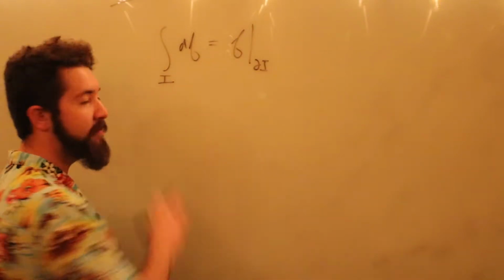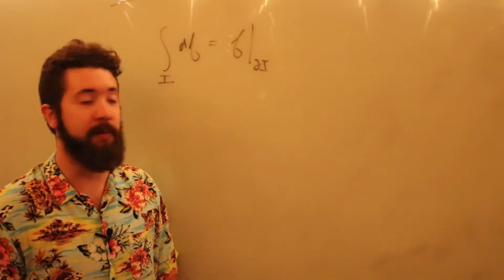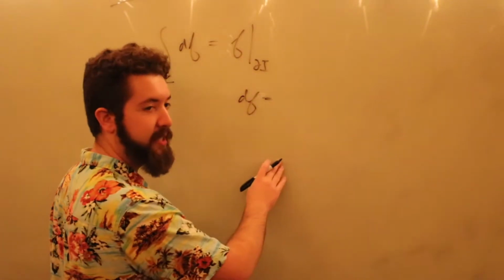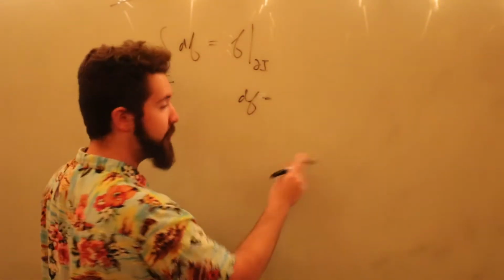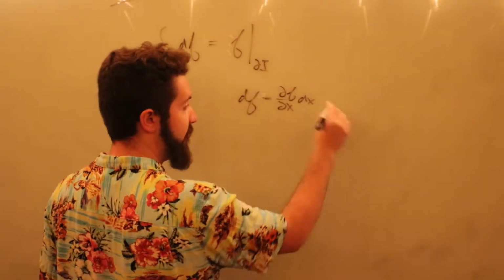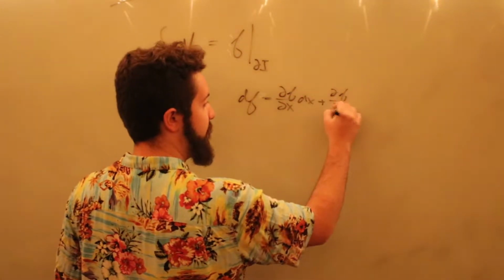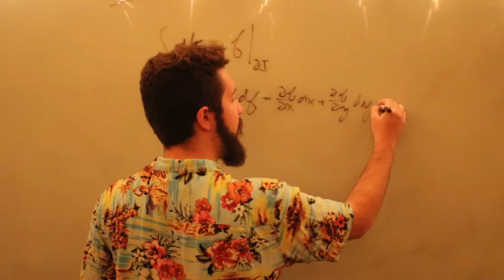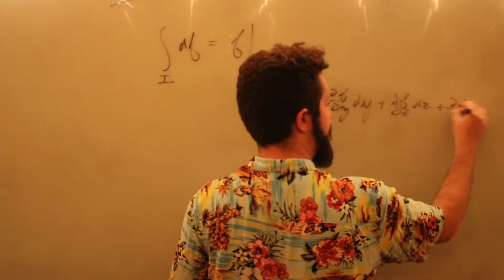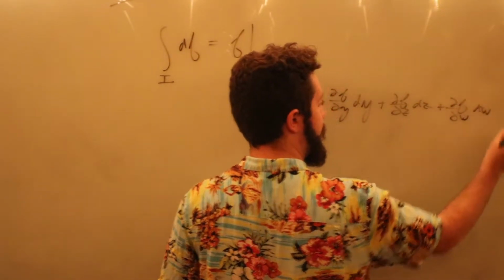All right, that is our first fundamental theorem of calculus in 4 dimensions, where now df is equal to, I'm using x, y, z, w as my 4 coordinates, so df/dx times the differential of x, plus df/dy dy, plus df/dz dz, plus df/dw dw.